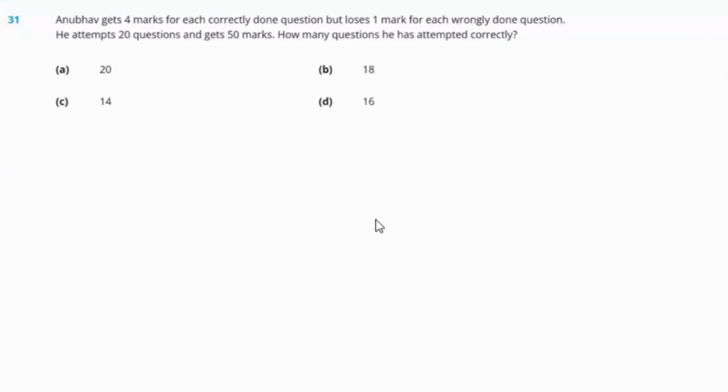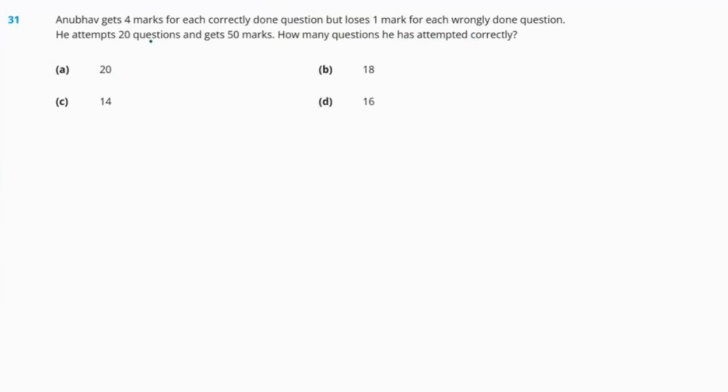Okay. So now we have our next question. The next question is: Anubhav gets 4 marks for each correct answer and loses 1 mark for each wrong answer. He attempts 20 questions and gets 50 marks. So how many questions has he attempted correctly? That we need to figure out.